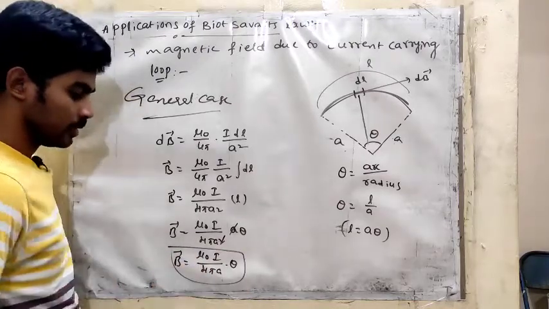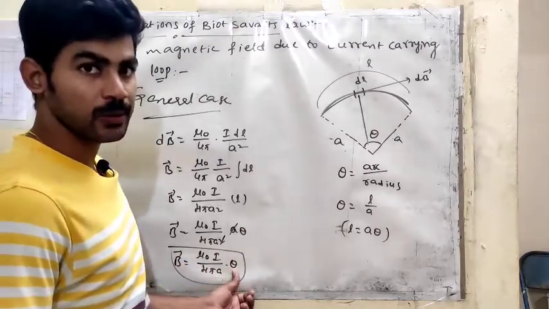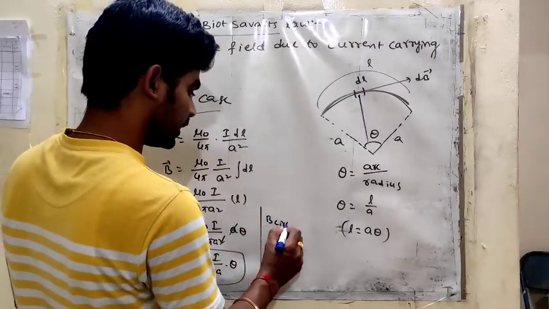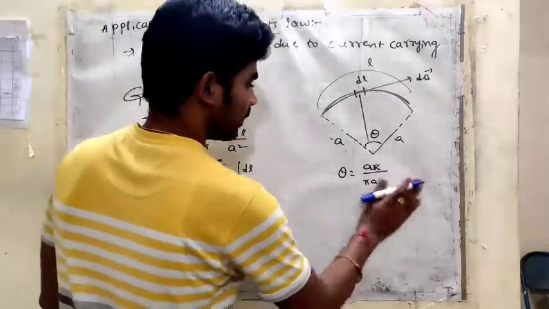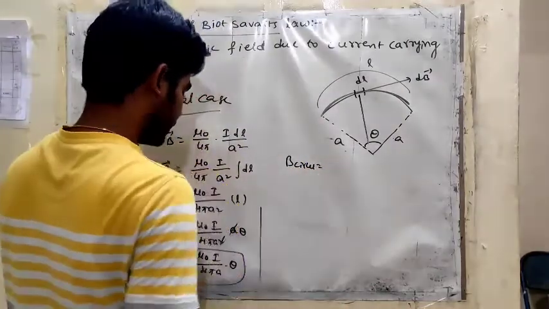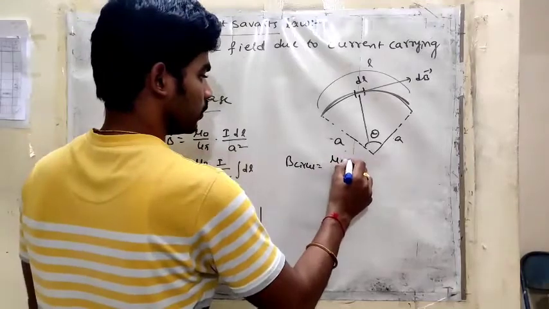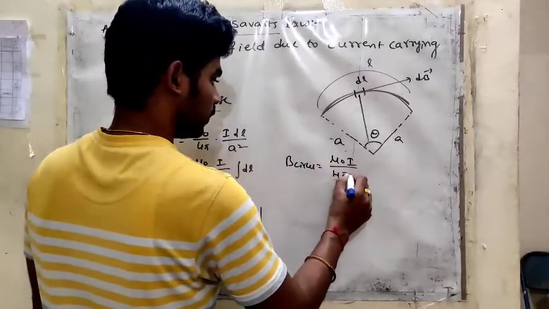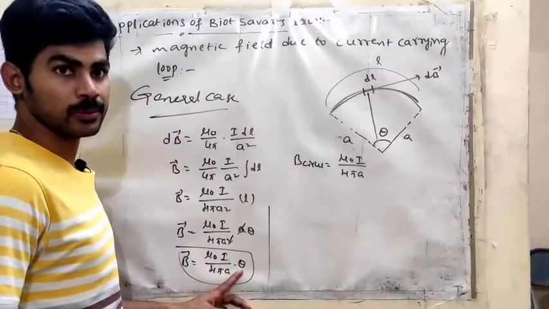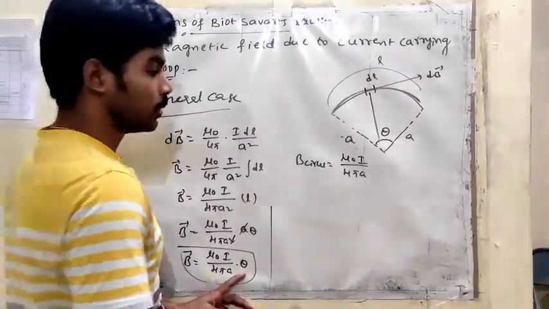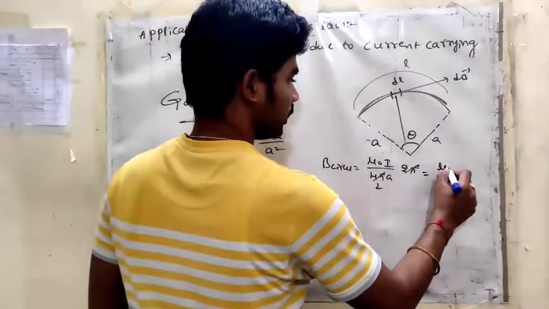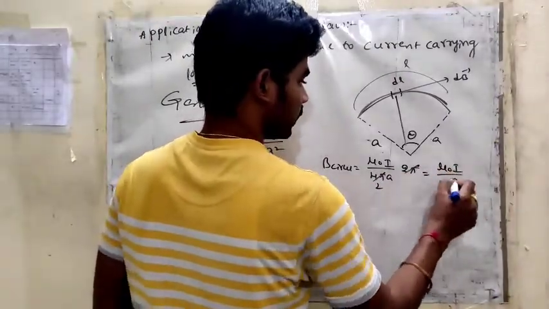Suppose this theta value is for a full circle. The magnetic field at a circle: mu naught I by 4 pi a into theta, where theta is equal to 2 pi. So 2 pi cancels, and we get mu naught I by 2a.